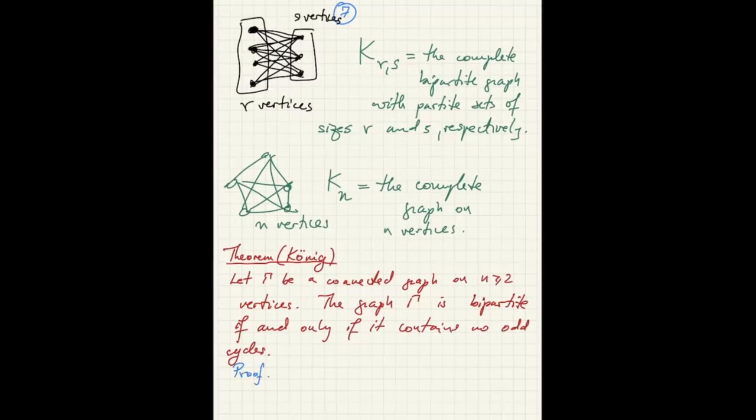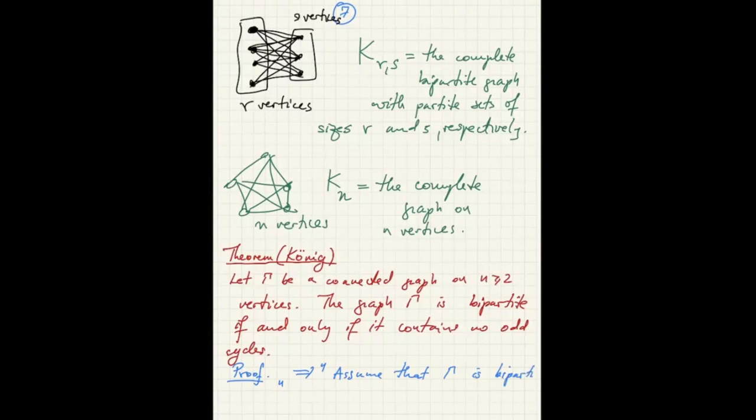Proof. Let's go from left to right. Assume that gamma is bipartite with partite sets, let's give them some names, X and Y. Now any closed walk in gamma, not just any cycle, but any closed walk, must have an even number of edges.